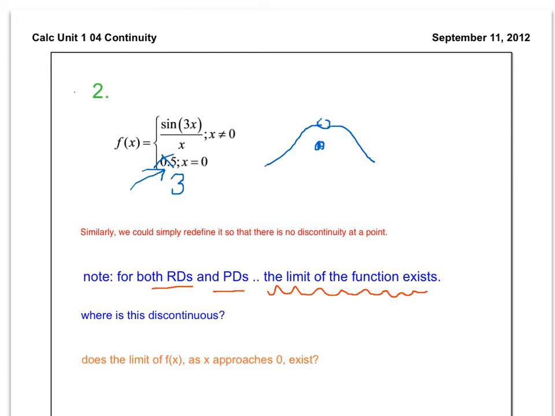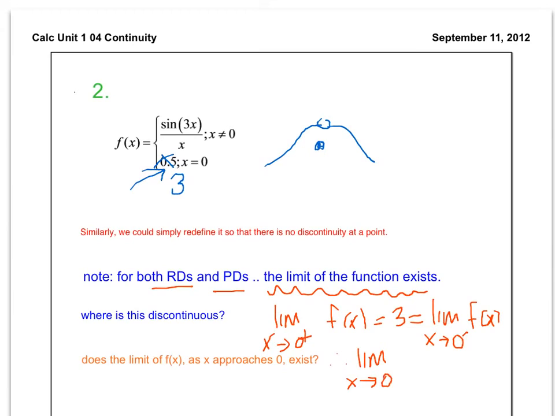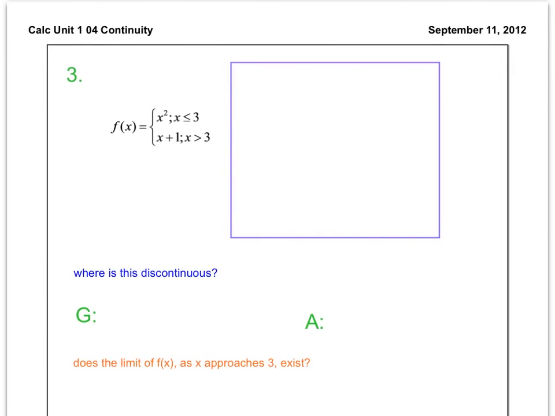It is important to note that for both removable discontinuities and point discontinuities, the limit of the function exists. That is to say, the limit as x approaches 0 from the right of f of x equals 3 equals the limit as x approaches 0 from the left of f of x. Therefore, the limit as x approaches 0 of f of x exists and is equal to 3.